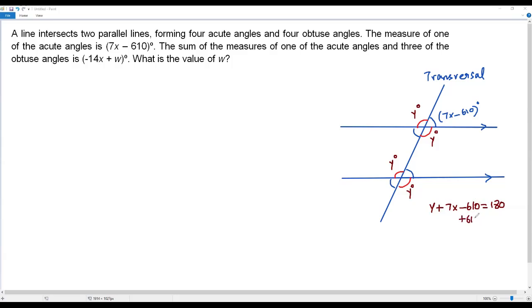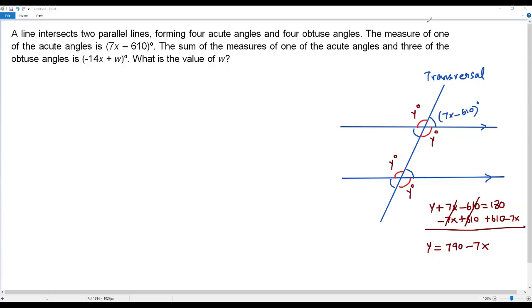So for that, first add 610 to both sides. Let me do it. Then I subtract 7x from both sides. Let me do it. So when I do so, this positive 7x and negative 7x will cancel out. Negative 610 and positive 610 will cancel. Then I'm getting y on the left side. On the right side, when I add these two values, 180 and 610, I'm getting 790 − 7x. I've solved for y. So the measure of the obtuse angle y is 790 − 7x degrees.